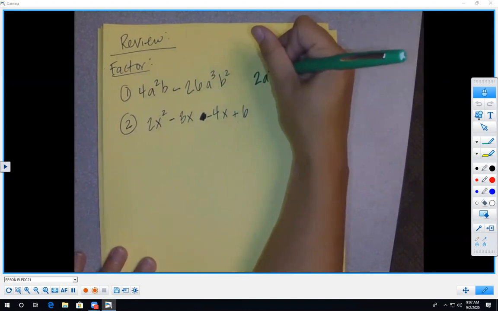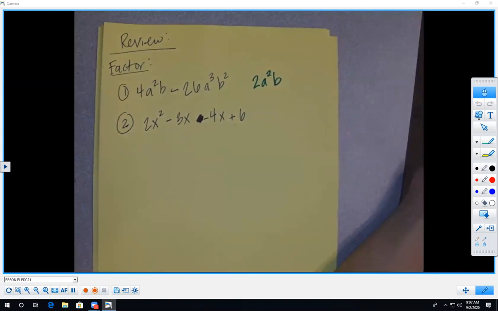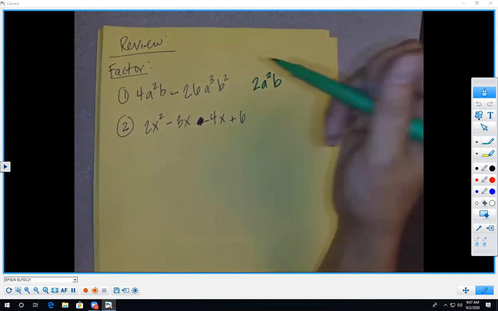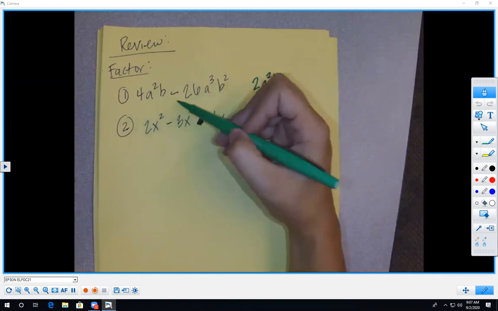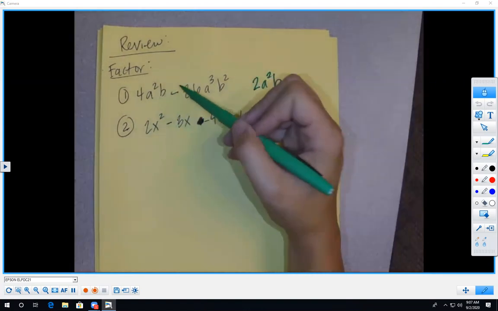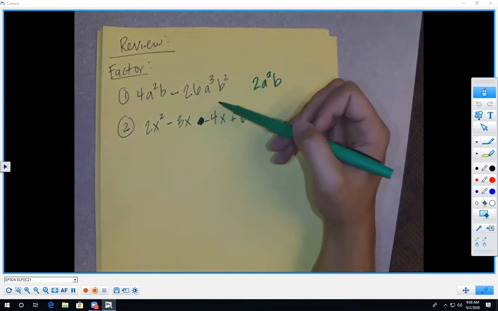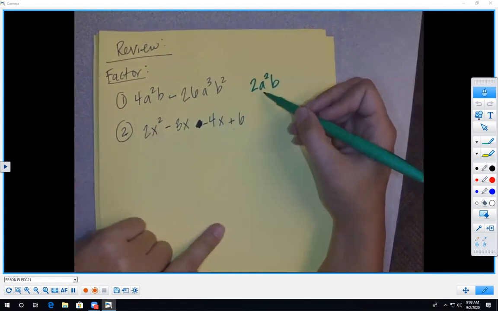So on the first one, your GCF is 2a squared b. That's what they both have in common. The 2, because 4 and 26, the biggest number they can both be divided by is 2. A squared b and a cubed b: the most a's I can take out is 2, the most b's I can take out is just 1b. So that's why I have 2a squared b.